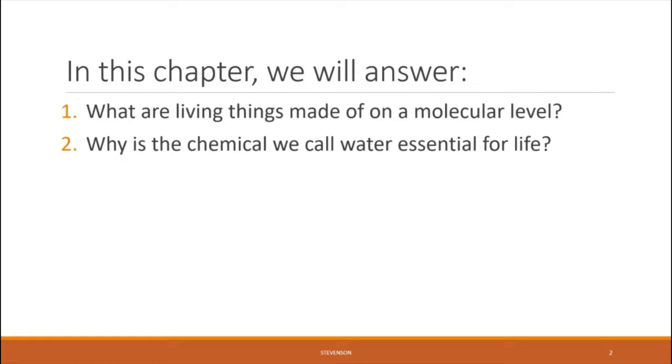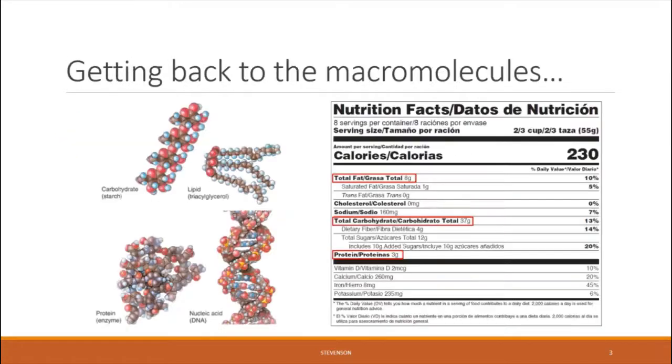But that was only one of the two questions that I said we were going to talk about in this chapter. The other one that we have not addressed yet is what living things are made of on a molecular level. So we're going to get at that question in this second part of the lecture, and you may remember that the sorts of molecules that are the scaffolds of living organisms are the sorts of things that we see on a nutrition label and that are found in our food.